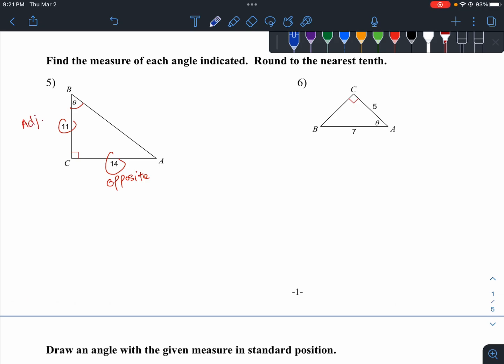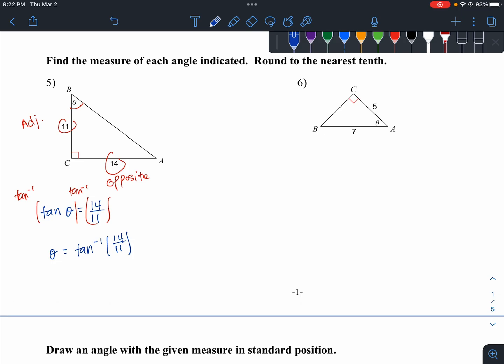Okay, so we'll use tangent then. Tangent of theta is equal to 14 over 11. And in order to get theta by itself, we will use tangent inverse. So theta is equal to tangent inverse of 14 over 11. Please don't get this confused. Tangent inverse does not equal cotangent. They're not the same thing.